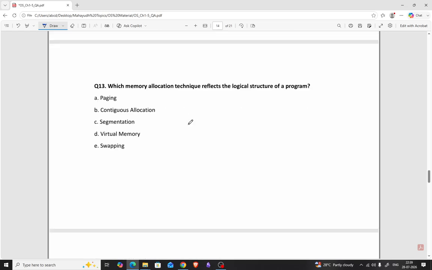Now question number 13. Which memory allocation technique reflects the logical structure of a program? Paging, contiguous allocation, segmentation, virtual memory, swapping. Which memory allocation technique reflects the logical structure of a program? That is segmentation. In segmentation, it divides a program into logical units.